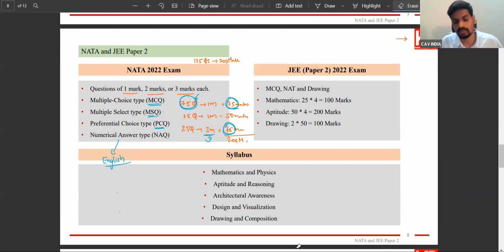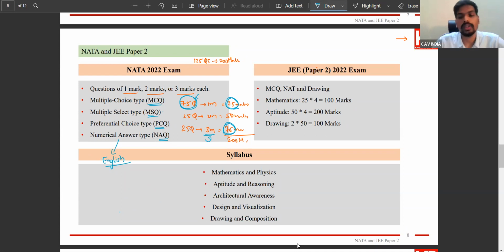Such questions are also asked in the NATA exam. And finally, you also have numerical answer questions where you don't have any options. You'll be given a box, and you need to type your answer. The answer will be a number like 5, 6, or 20, 100, something like that. You need to type your numerical answer onto the computer. So these are the 3-4 types of questions in the NATA exam.